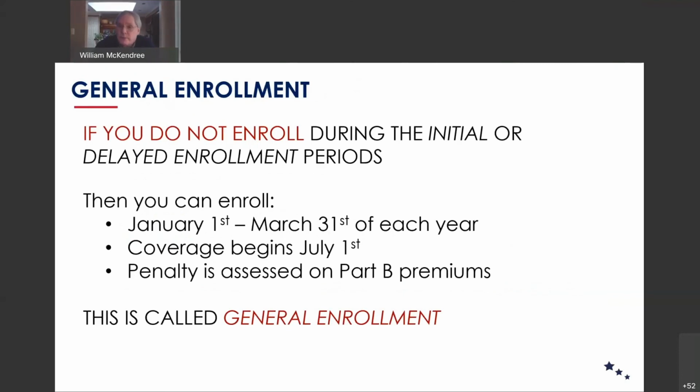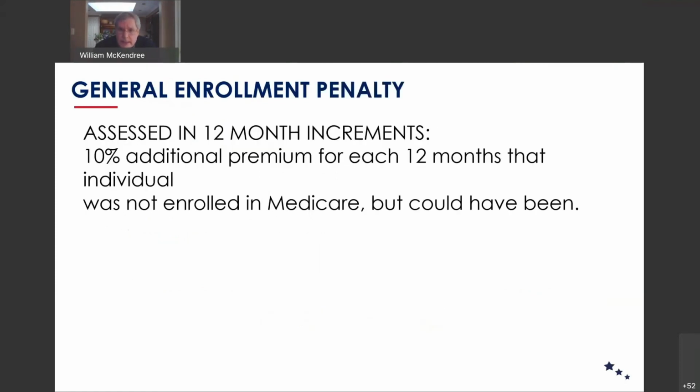If you fail to enroll within the time period allotted, if you do not get into Medicare during your initial enrollment, or if you fail to meet that 8-month, and some people actually manage to fail that, then you can still go into Medicare. But you're going in under general enrollment. You can enter in the first 3 months of each year. It will go into effect the following July 1st, and there will be a penalty. And that penalty is 10% of whatever the Part B premium is. That 10% accumulates for every 12 months that you could have, should have, would have, but didn't.